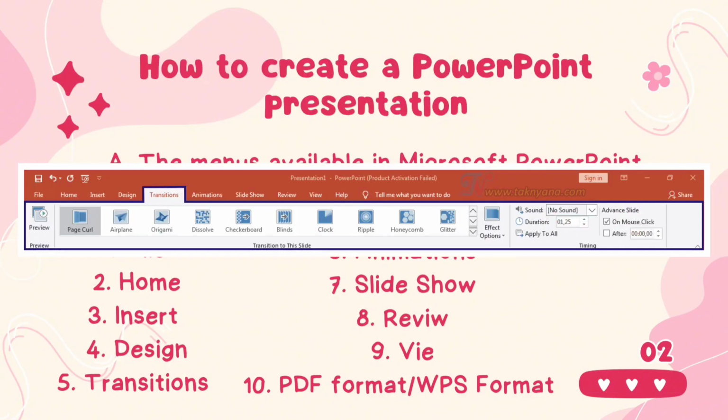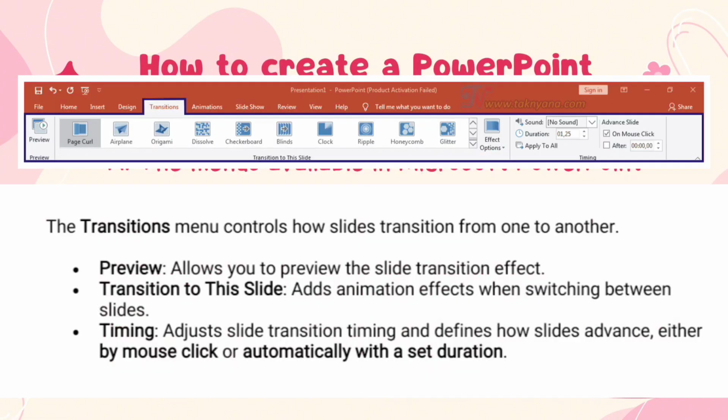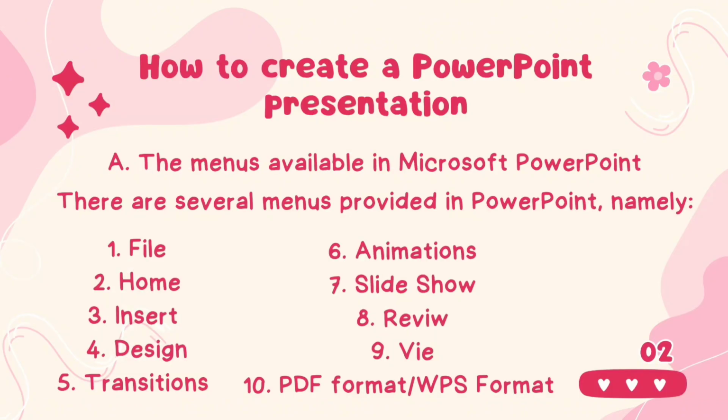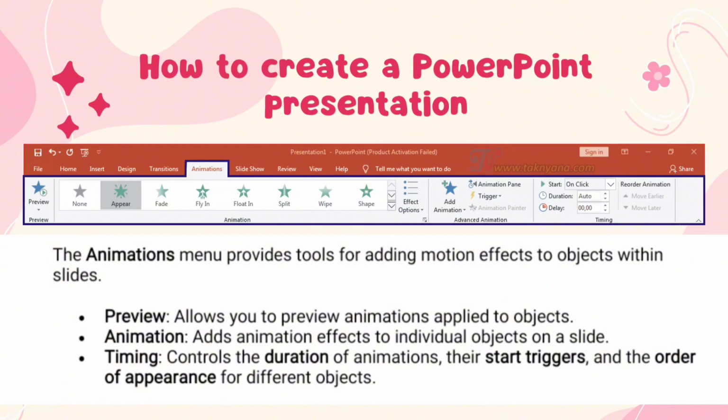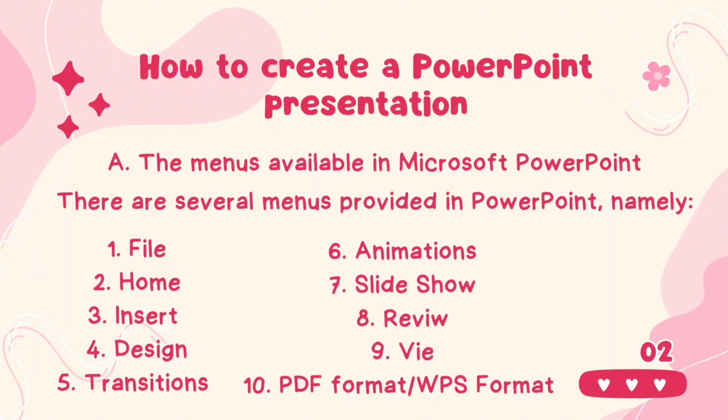Fifth, Transitions menu adds transition effects between slides for a more dynamic presentation. The Transitions menu controls how slides transition from one to another. There are Preview, Transition to this slide, and Timing. 6. Animations menu applies animation effects to text or objects to make them more interactive. The Animations menu provides tools for adding motion effects to objects within slides. There are Preview, Animations, and Timing.